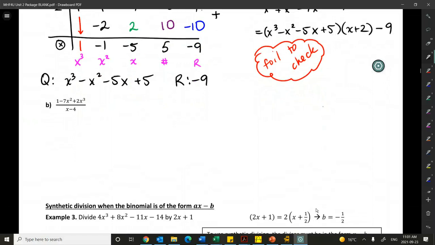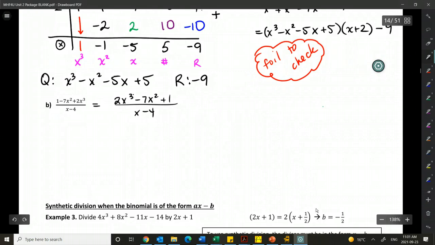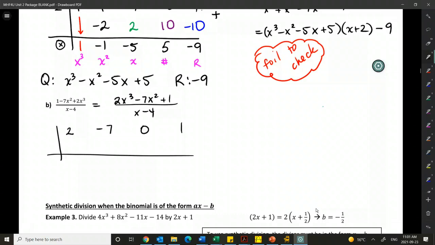Yeah, so that's a good point. Once we rearrange this into descending order, which we must do, you may notice here that we have an x cubed, x squared, but we're missing an x term. With synthetic division, I will not get the correct answer unless I put a 0 in the place of that x term. So 0 and then 1, because I'm going x cubed, x squared, I'm missing the x term, and then I go to 1 for the constant.